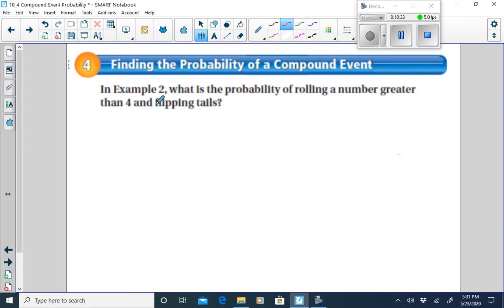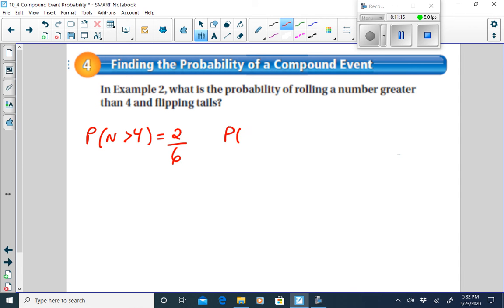All right, let's move on. We want to find the probability of what's called a compound event. A compound event is the probability of one thing happening after another, or two things happening together. Example 2: what's the probability of rolling a number greater than 4 and flipping tails? So we have a compound event, 2 different events. Let's talk about event 1. The probability of rolling a number greater than 4: we have a 5 and a 6 on a number cube that are greater than 4, so 2 out of the 6 outcomes.